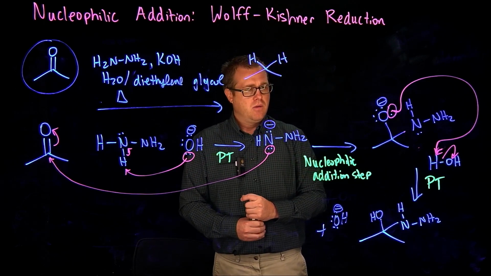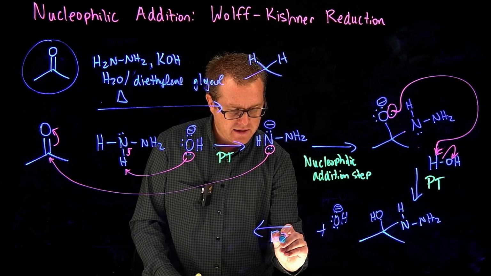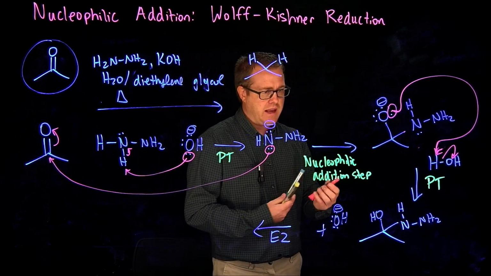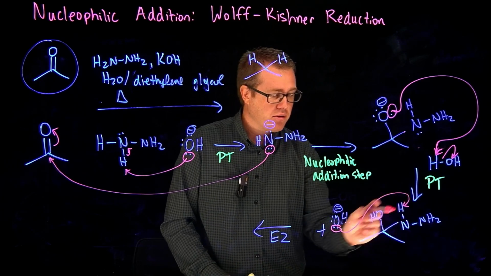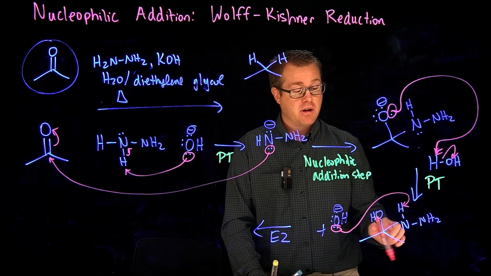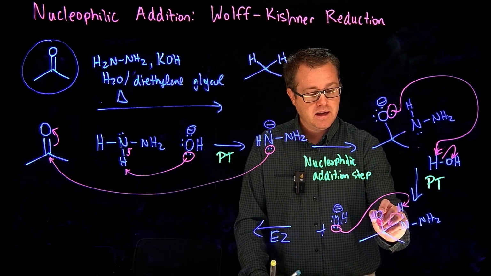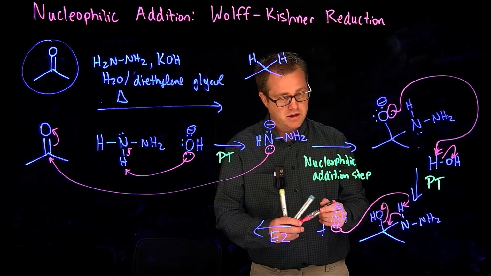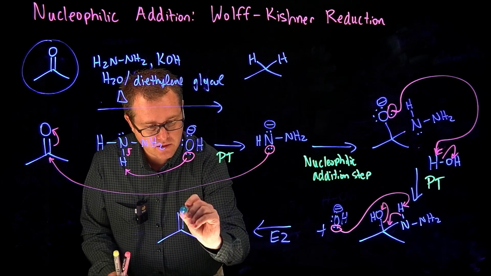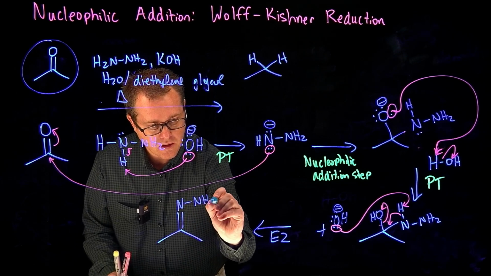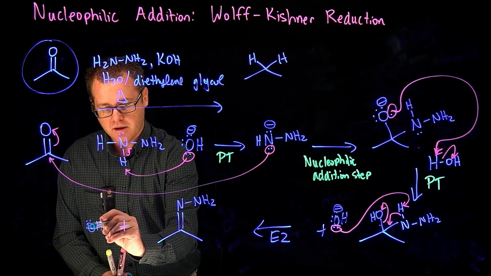Now, what we can do next is we could invoke some kind of E2 mechanism here in which we can take the base, and then that can come and grab that proton, and then the two electrons between the hydrogen and the nitrogen can come and collapse down, kicking off the OH. And that's going to give us our hydrazone. And then what fell off? Hydroxide.